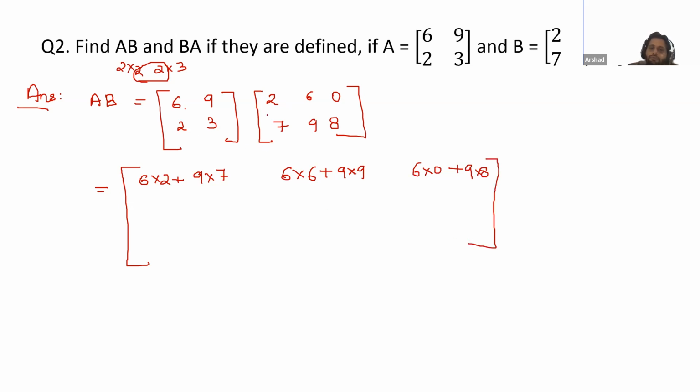Next one, second row, first column. So 2 into 2 plus 3 into 7. Next, second row, second column. So 2 into 6 plus 3 into 9. Second row, third column. So 2 into 0 plus 3 into 8. So what you need to do, first of all, take the first row, multiply the first row with the first column, second column, and third column. Take the second row, multiply the second row with the first column, second column, and the third column.